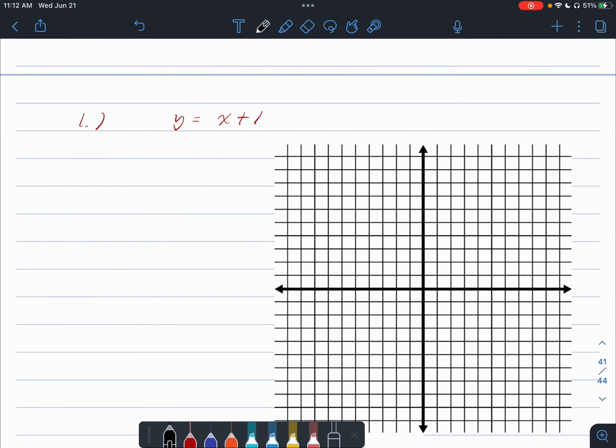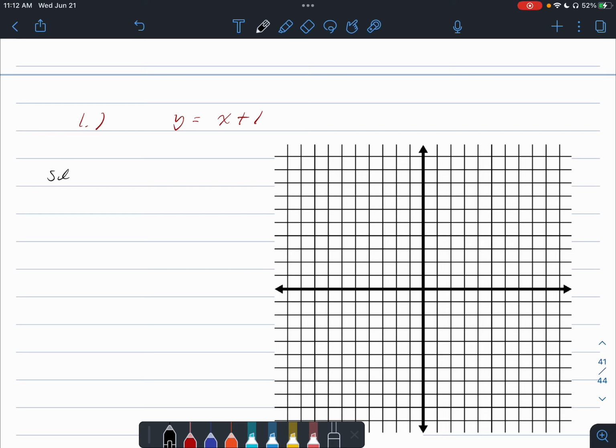So here's a really basic example. We have y equal to x plus 1. Okay, so here it's already written in slope-intercept form. Our slope is going to be 1. Okay, this is because it's 1 times x. You can really think of this as y equals 1x plus 1. So our slope is 1, and our y-intercept is also 1. Okay, so let's take a look at the y-intercept first.